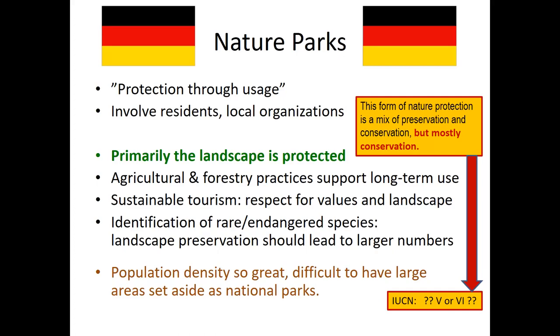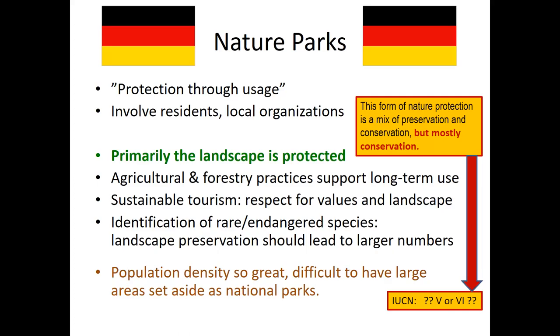Tourism can be permitted in the nature park, but it needs to be sustainable, and the people who come should learn to respect the landscape and the values incorporated in the landscape. Rare or endangered species need to be identified, and how the landscape is protected, preserved and conserved should lead to larger numbers of the endangered species. But it's an indirect kind of effect.